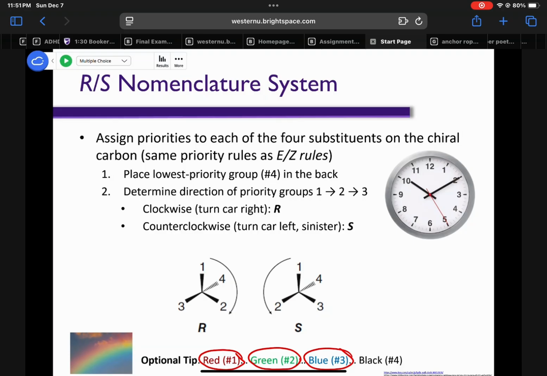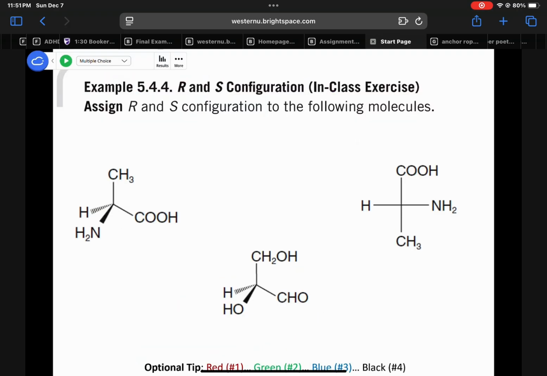So let's go ahead and assign R and S to some molecules. We're going to assign priority rules, same rules as our E, Z. So starting with the carbon on the left. First off, I can see it has a stereocenter. It has 4 different substituents. It's connected to a carbon, a nitrogen, and a hydrogen.